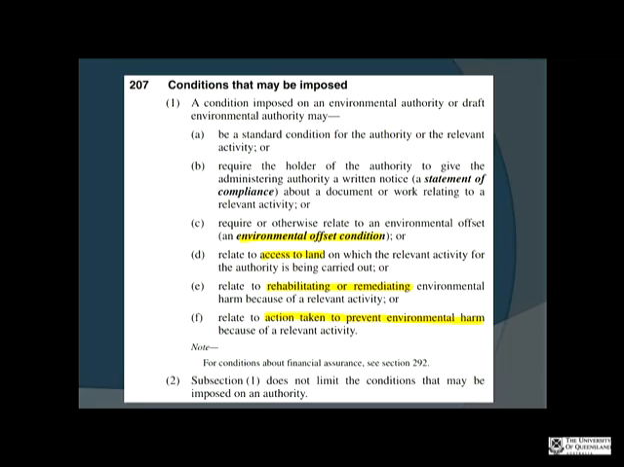So other conditions that can be imposed, again, I've highlighted a few things for you. So they can have things like environmental offset conditions. They can have conditions that relate to access to land to carry out remediation, for example, or rehabilitation, or action to prevent environmental harm.